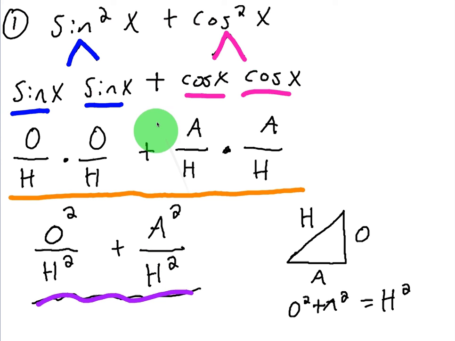So for the first page of our proof, we've just shown that sine squared of x plus cosine squared of x can be simplified to opposite squared over hypotenuse squared plus adjacent squared over hypotenuse squared. Okay, so now what? Well, notice that both of these denominators have an h squared in them. So we can in fact combine these fractions now and just have opposite squared plus adjacent squared in the numerator with one denominator as h squared.